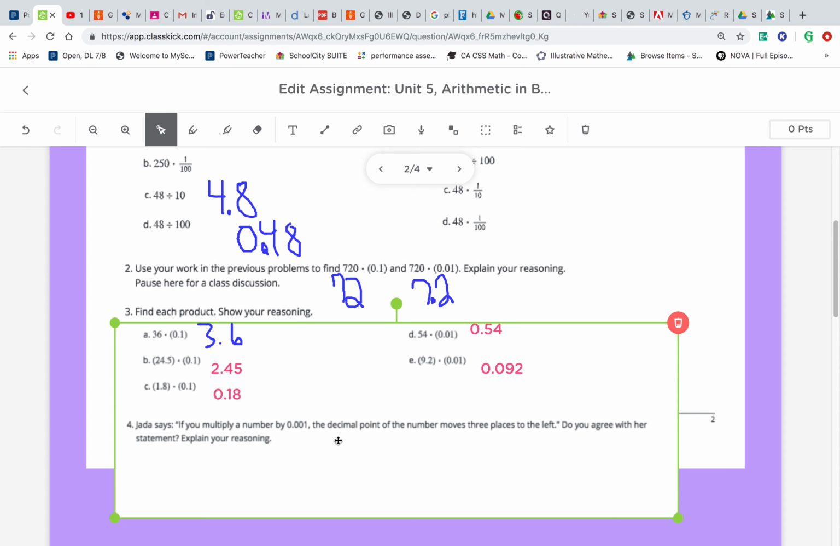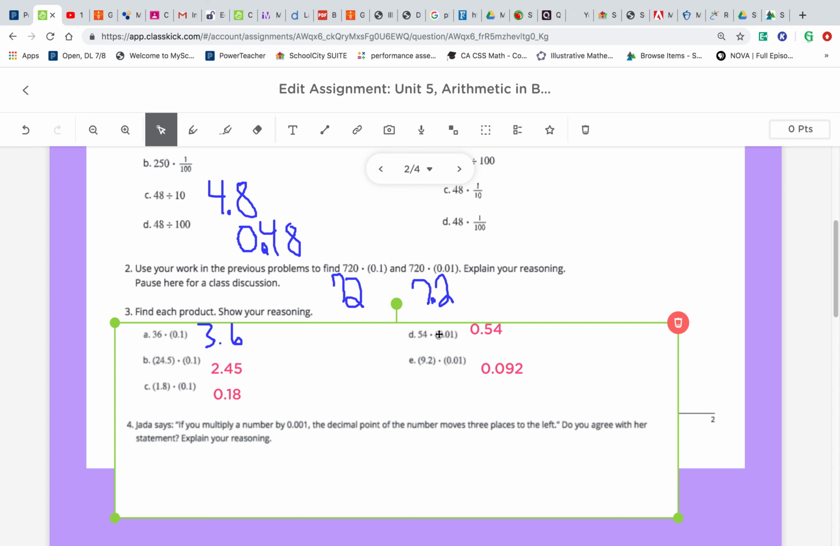Okay, and then for number 4, Jada says if you multiply a number by 0.001, the decimal point of the number moves 3 places to the left. Do you agree with her statement? And explain why. So, in this case here, remember we were multiplying by decimal. When it was 0.1 that we were multiplying by, there was one number behind the decimal point, the 1 in this case, and we moved it one place to the left.